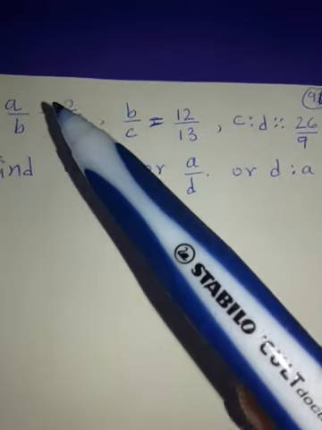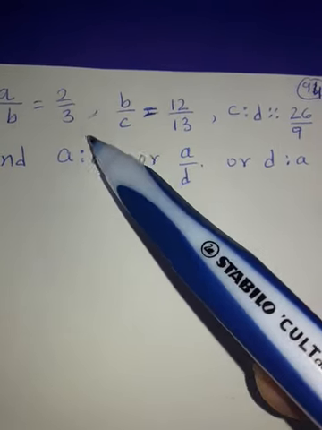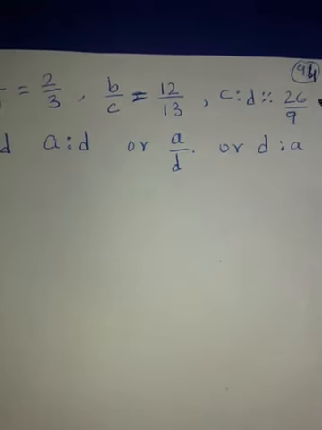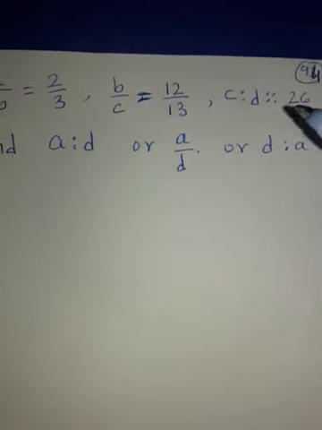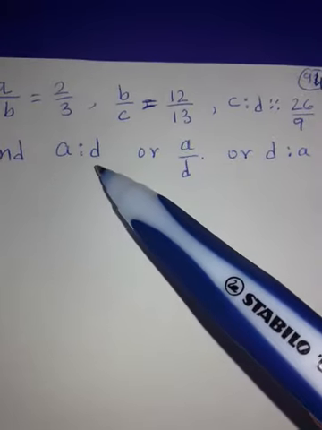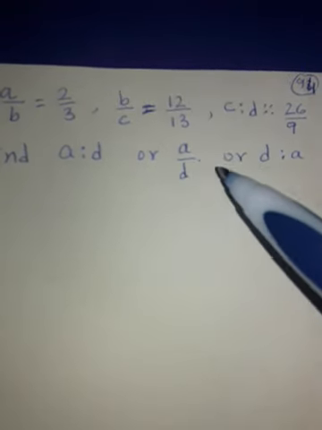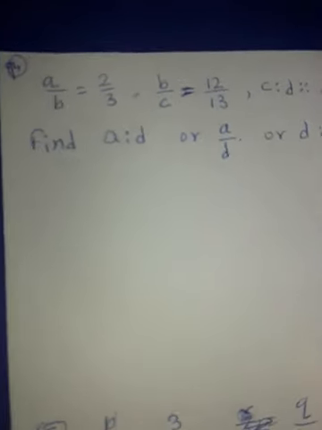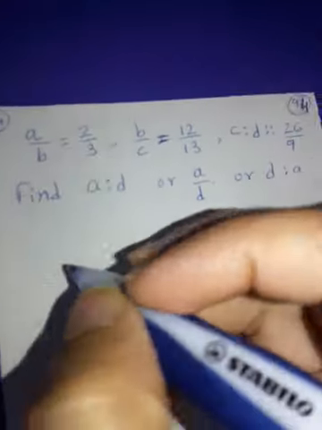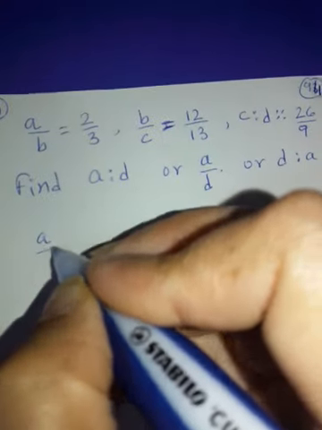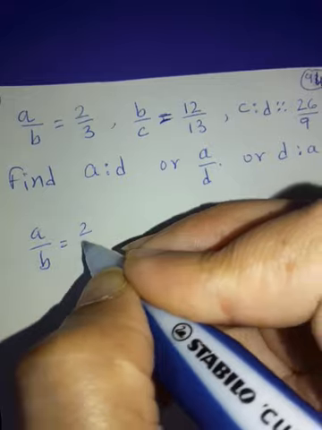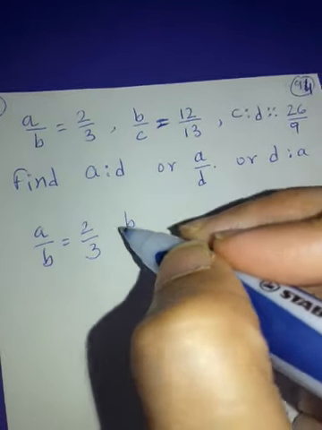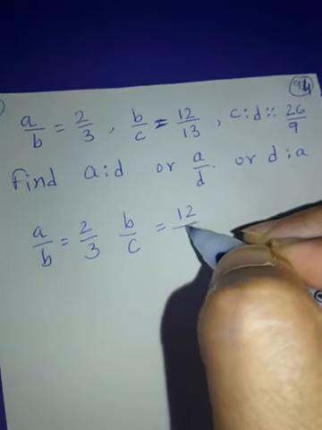3 ratios are given to me. A upon B is 2 upon 3. B upon C is equal to 12 upon 13. C is to D is equivalent to 26 upon 9. And I need to find A is to D, or A upon D, or D is to A, reciprocal. Now let's see how to find this. I'm going to write these 3 ratios here. A upon B is 2 upon 3. B upon C is 12 upon 13.